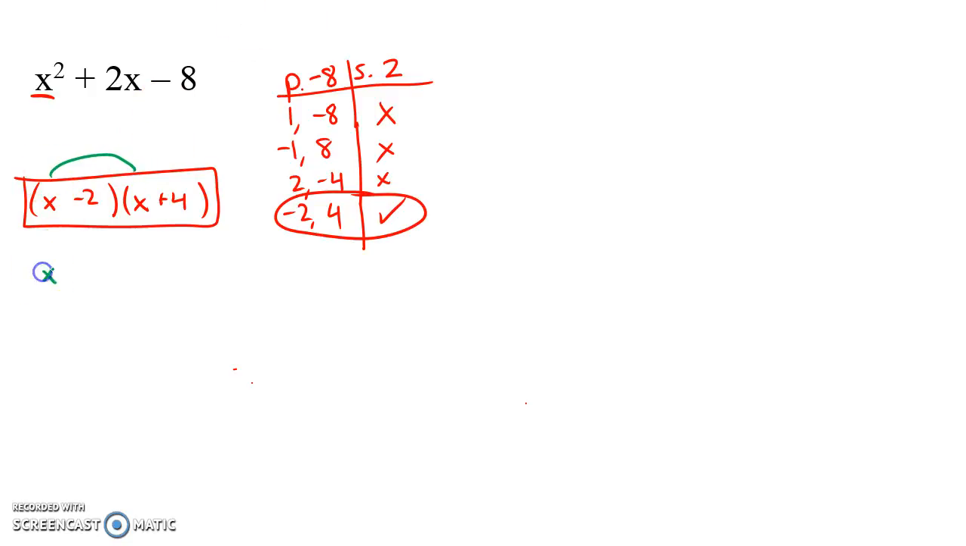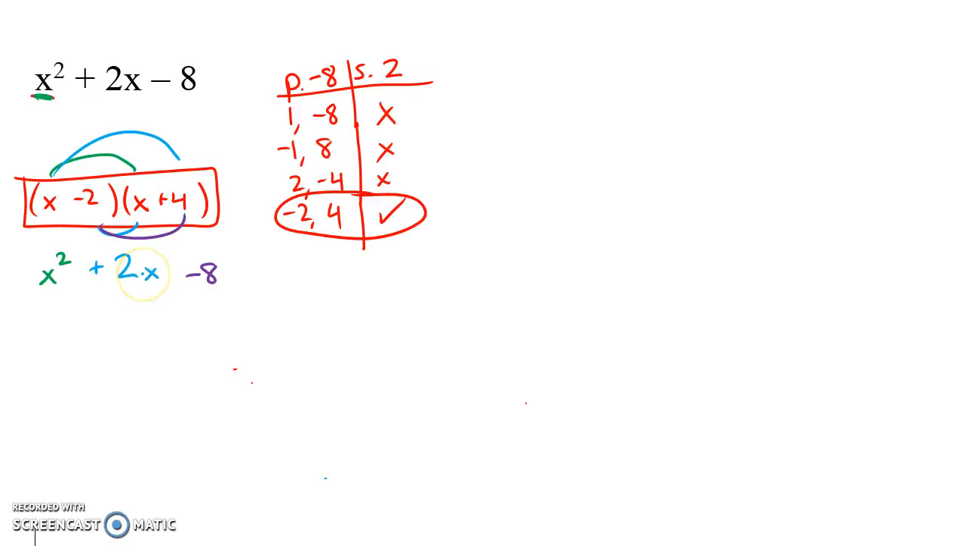x times x, I get x squared. Perfect, that's what I wanted. Then here, we've got x times 4 and -2 times x. Great. And lastly, I have -2 times 4, which is -8. So you can see it's looking very, very similar to this right now. If I just work it out a little bit here, really 4x minus 2x, that's 2x. That's where it's coming from.